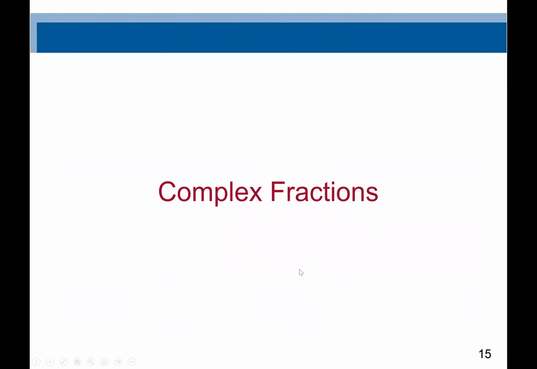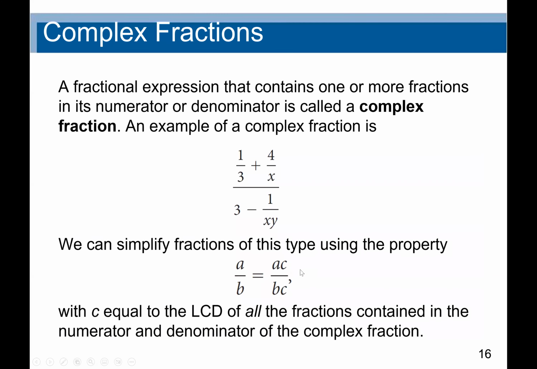Next, we're going to look at compressed fractions. A compressed fraction means we have a lot of terms multiplied by each other or dividing. For example, here we have (1 third plus 4 over x) divided by (3 minus 1 over xy). The first thing we can do is change this division sign to multiplication. Then we find the LCD to combine 1 third and 4 over x. We can also find the LCD to combine 3 minus 1 over xy.